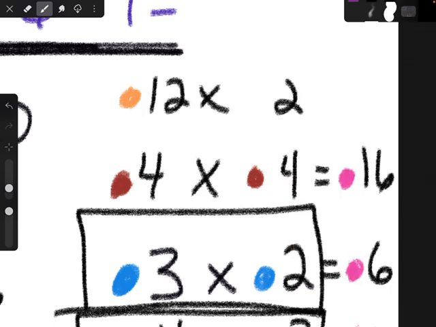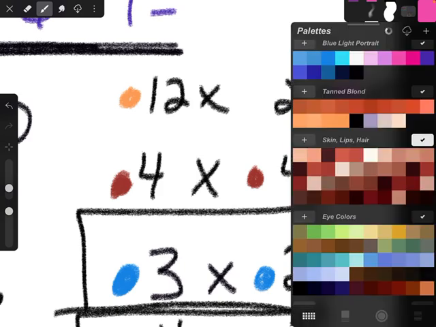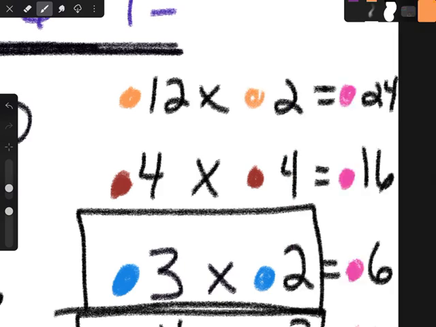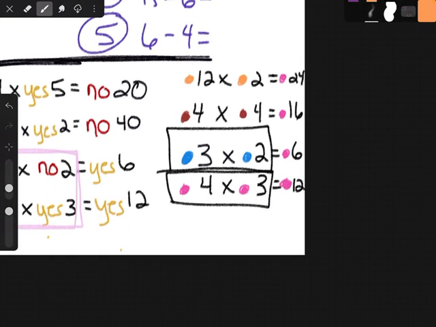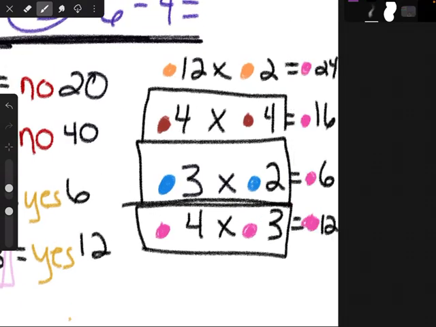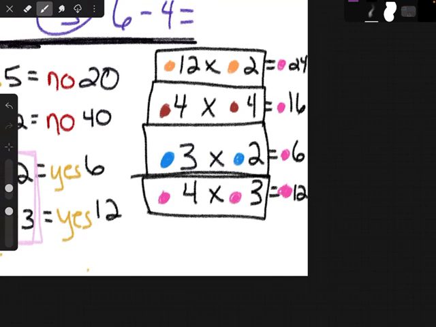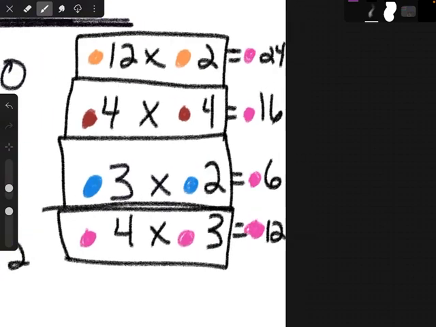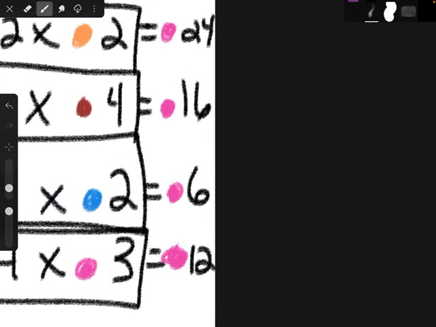12 times 2 is 24. And there's the pink over here. And there's that weird yellow mustard color over here. Right? It's the fact that all of these are the same color. That's the pattern in this math. Okay? They're all going to be the same color, and all these colors are going to produce the same color over here. They're all going to produce pink.